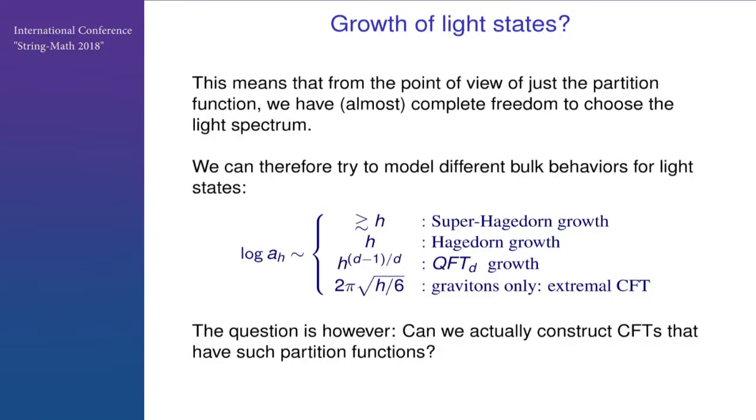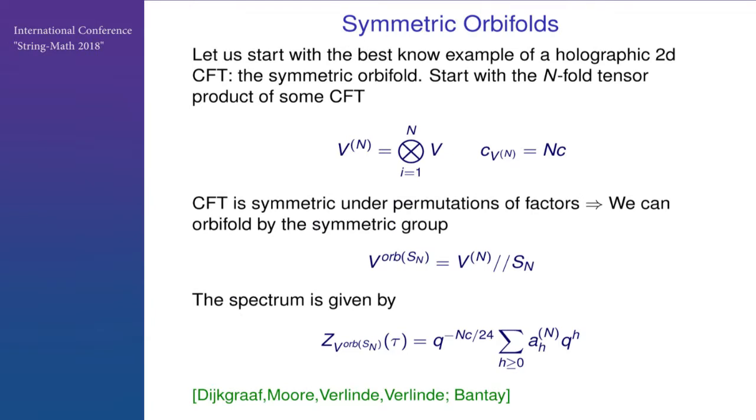Now the point is, just from modular invariance, we can always write down, as I pointed out, a modular invariant function which does have this light growth. But the central question is, only because we can write down such a modular invariant function doesn't mean that there is a corresponding conformal field theory which has this partition function. So the central point of this talk really is the question: can we actually construct CFTs that have such partition functions? Let's just look at various examples.